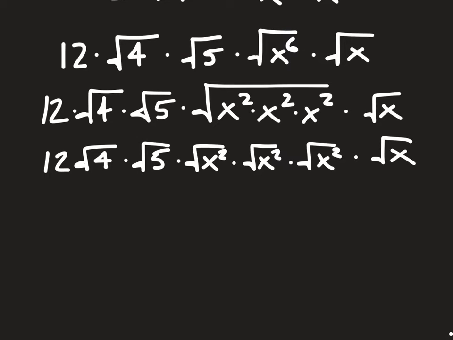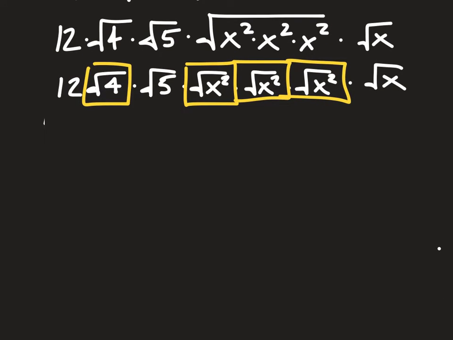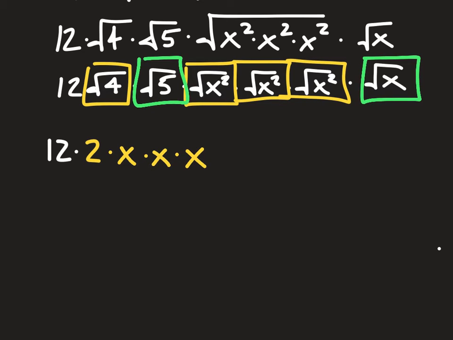So let's look at the values that we can take the square root of. We can take the square root of 4. We can take the square root of x squared 3 times, okay? And let's take a look at what we get. I have the 12 already out front. Now the square root of 4 gives me 2. The square root of x squared gives me x, and so I'm going to do that 3 times. And I can't take the square root of 5, nor can I take the square root of x. I'm just going to leave those under the square roots. So now I've got the square root of 5 times the square root of x.